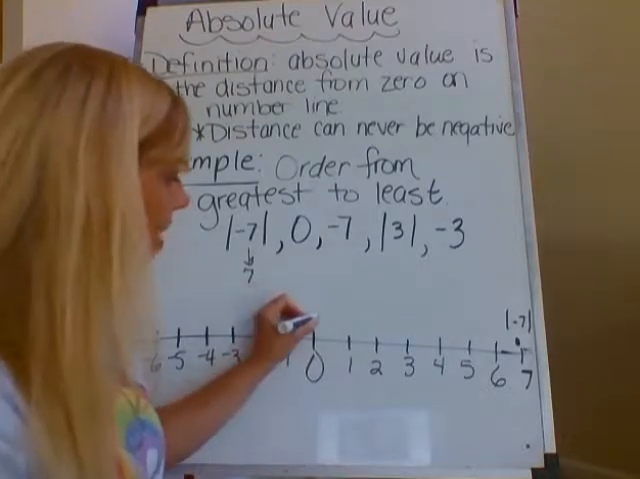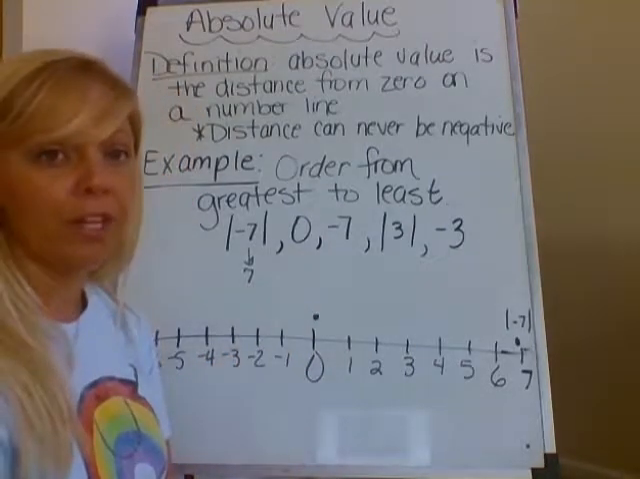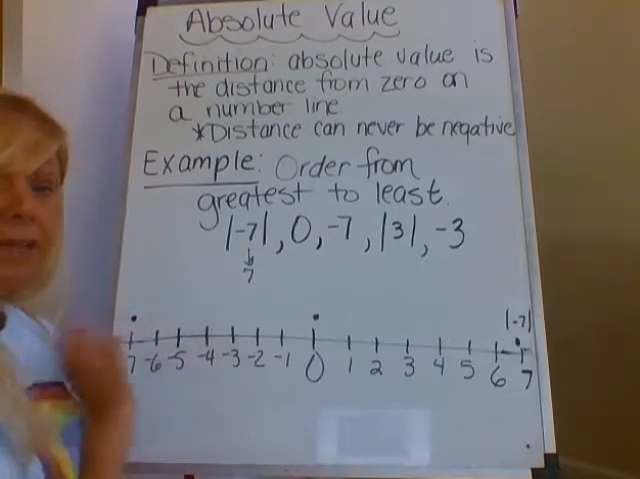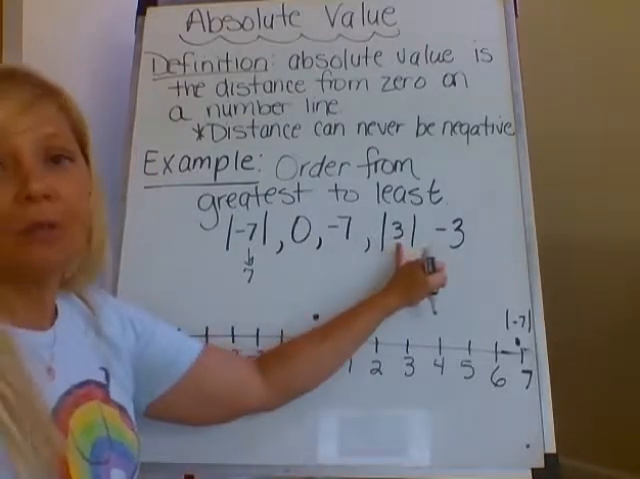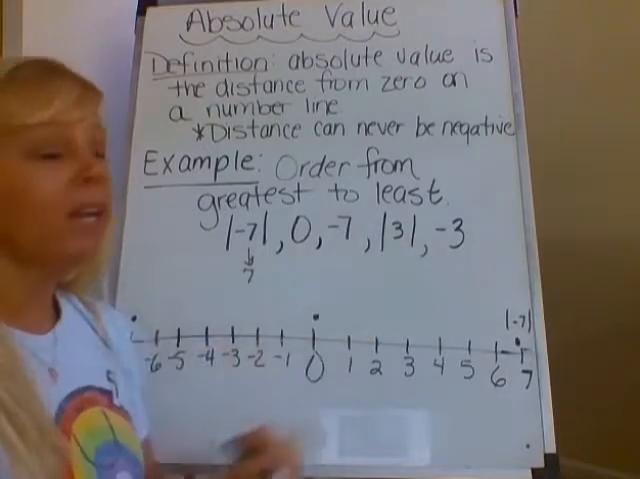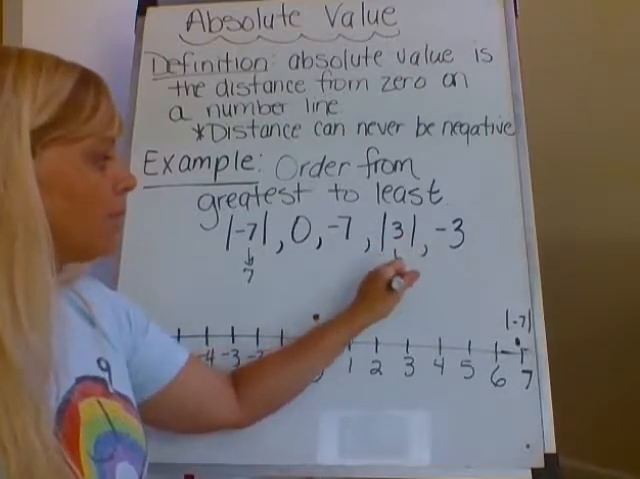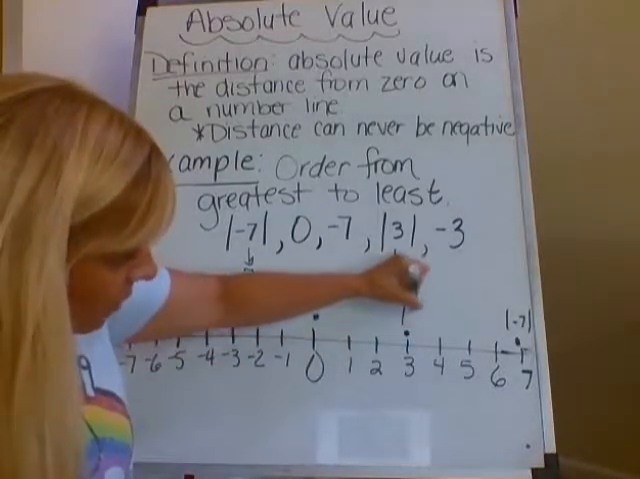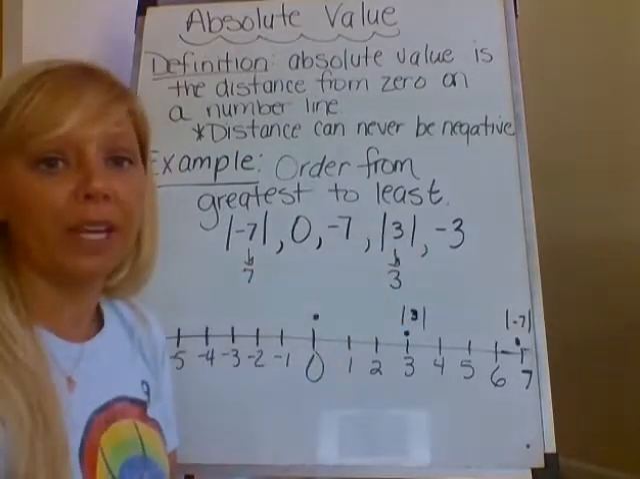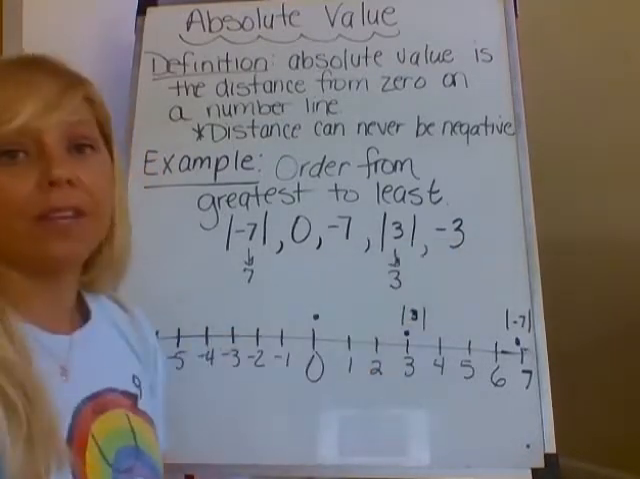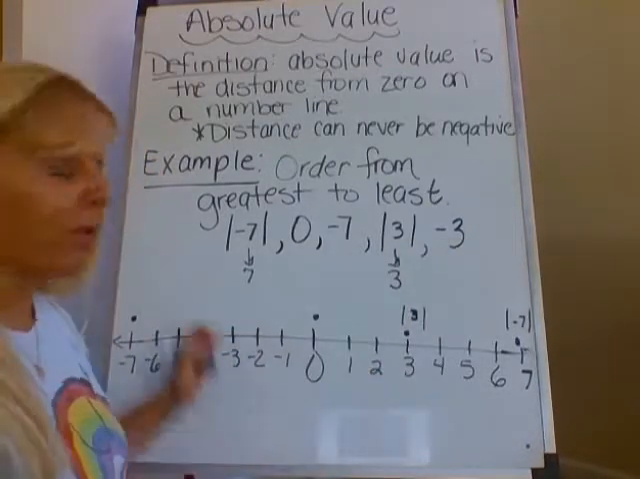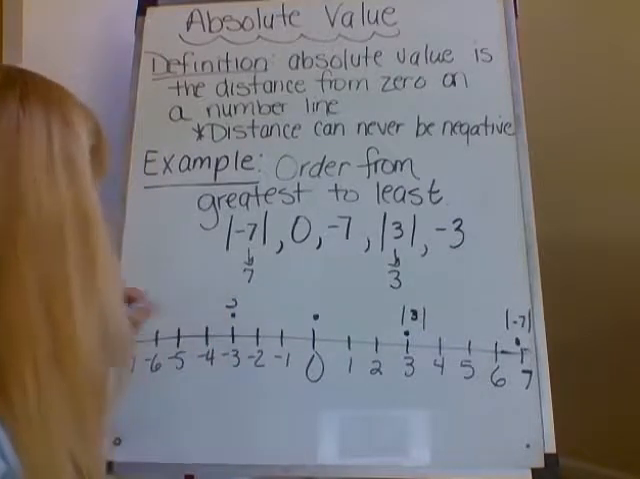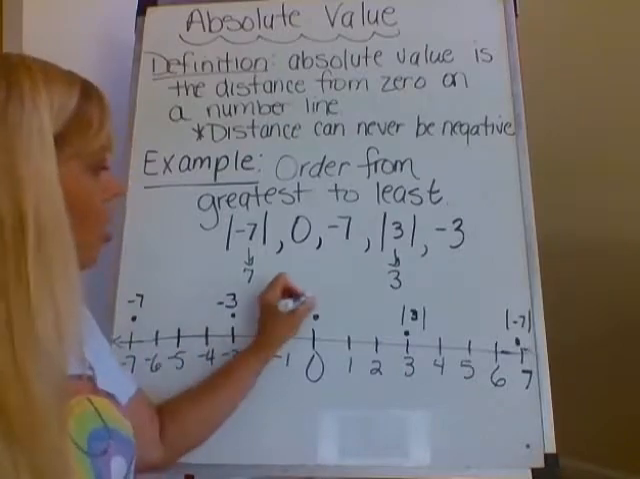Okay, 0 is obviously at 0. There's nothing for me to do there. Negative 7 is all the way over here at negative 7. Next, the absolute value of positive 3. This just becomes positive 3. So I would find positive 3 and put the absolute value of 3 above it. And then we have negative 3. I find negative 3 and graph it here. So here is where all my values are.